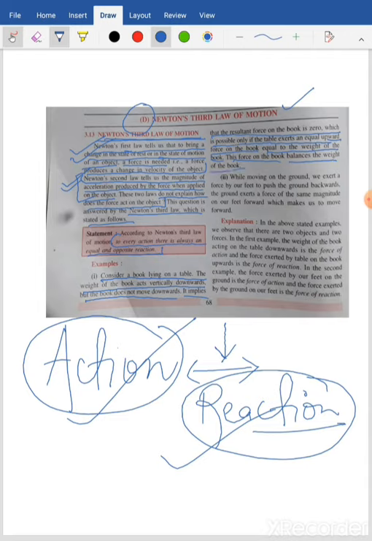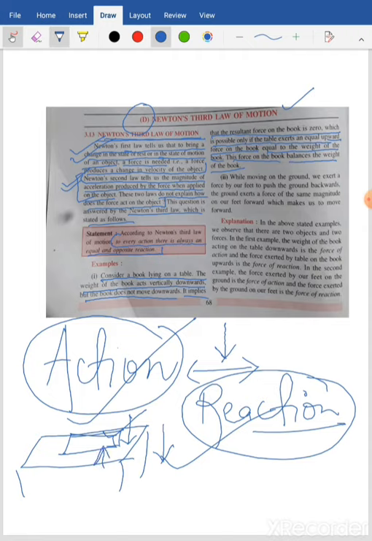So you see that there is a table. On the table you have placed a book. Because of its weight, the force acting on it due to its own weight will be in the downward direction. But you see that because of the table, the book does not go towards the earth, that is, it does not fall down. Instead, it remains at rest on the table. So it means that the table is pushing it with a force in the upward direction.